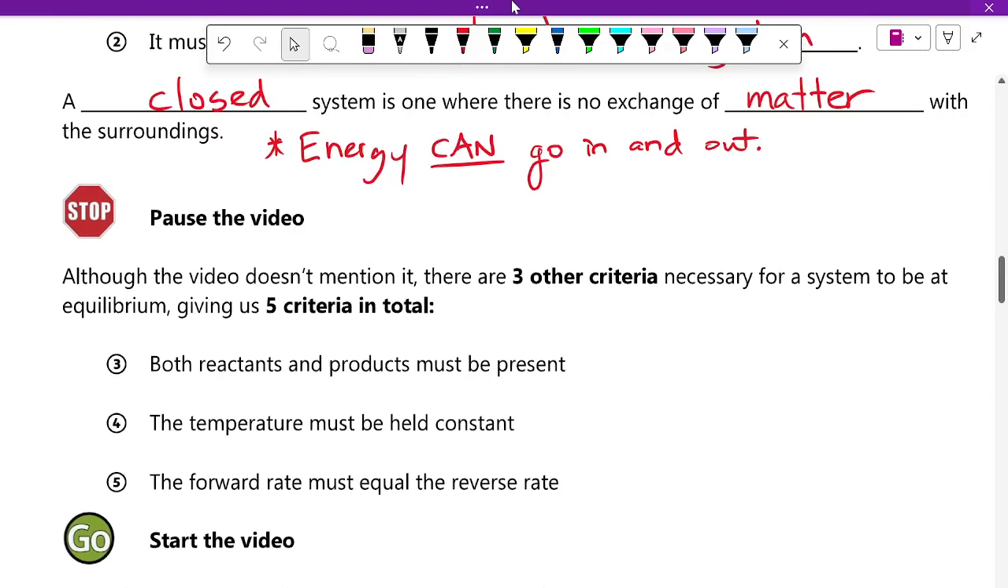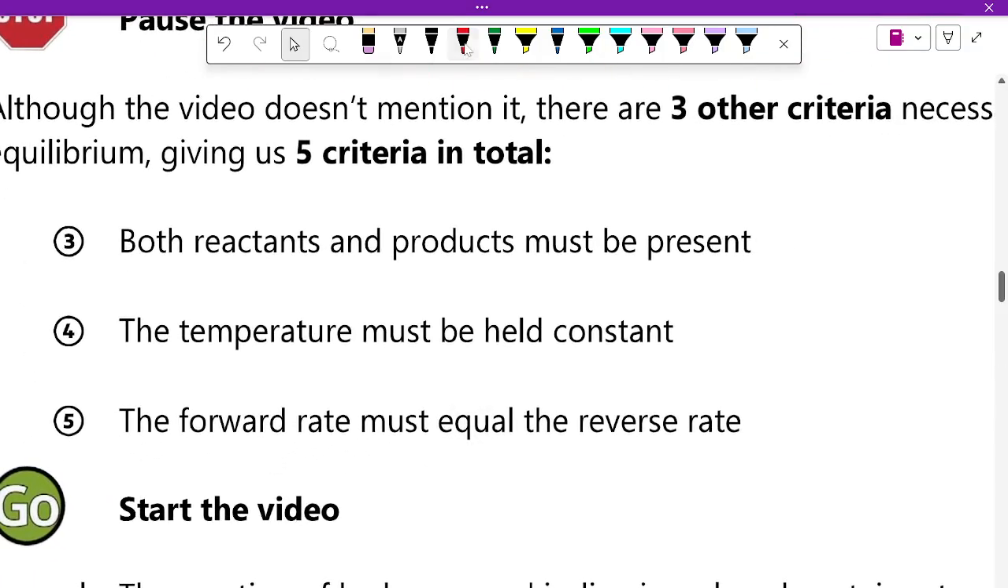Although the video does not mention it, there are 3 other criteria necessary. That gives us 5 criteria in total that we need in order for a system to be at equilibrium. First of all, you have to have both reactants and products present. How could you have a reverse reaction if there were no products? How could you have a forward reaction if there were no reactants? It just makes no sense, yes? A lot of these things are fairly obvious, okay?